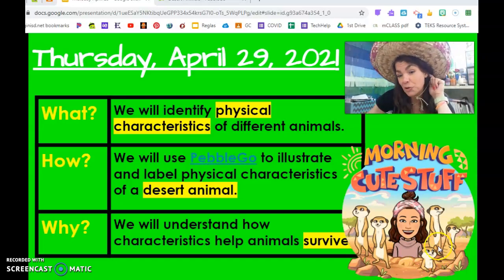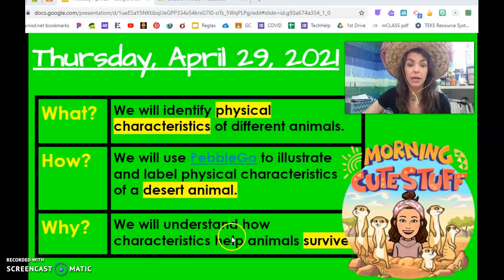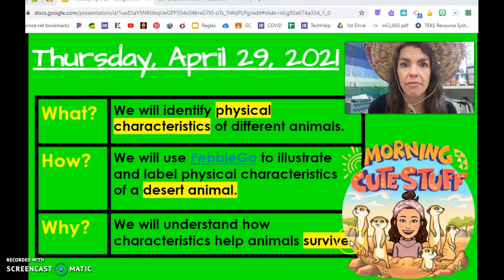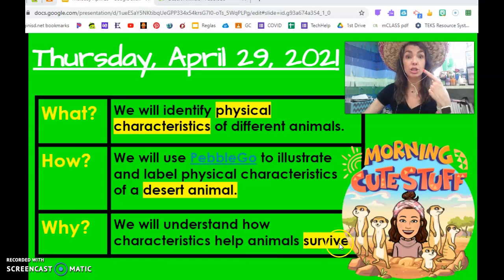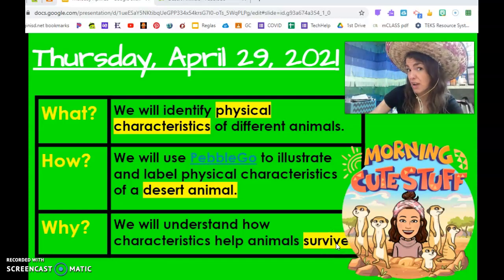I see these little cute meerkats. They like the desert. Why are we studying these desert animals? We will understand how characteristics help animals survive. Say that last yellow word, please. Survive. Do you think that you could survive in the desert?